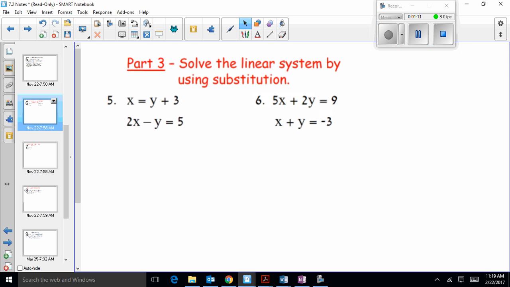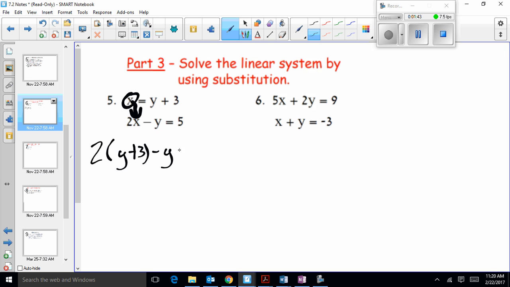All right, go ahead and jump right into our first problem. x equals y plus 3 and 2x minus y equals 5. See, in this equation, we already have x there by itself. So since x is by itself, I can go ahead and substitute that in for x. Okay, so I'll have 2 times (y plus 3) minus y equals 5.